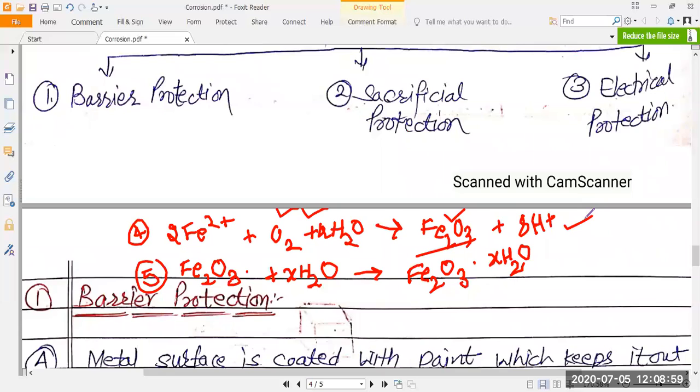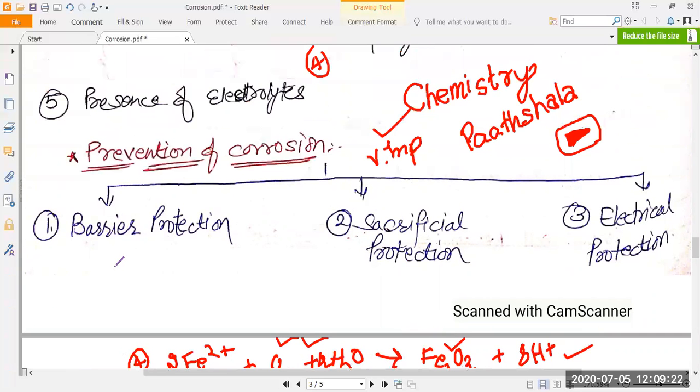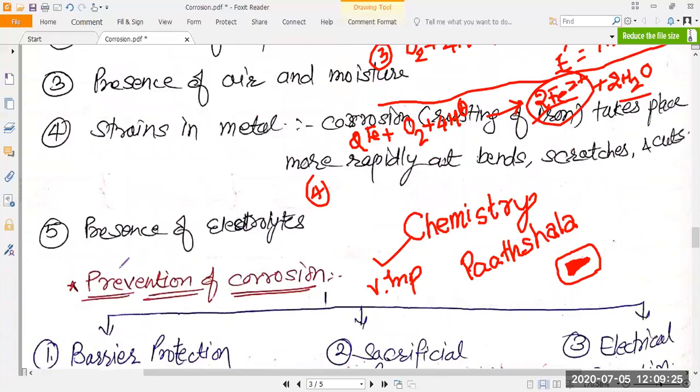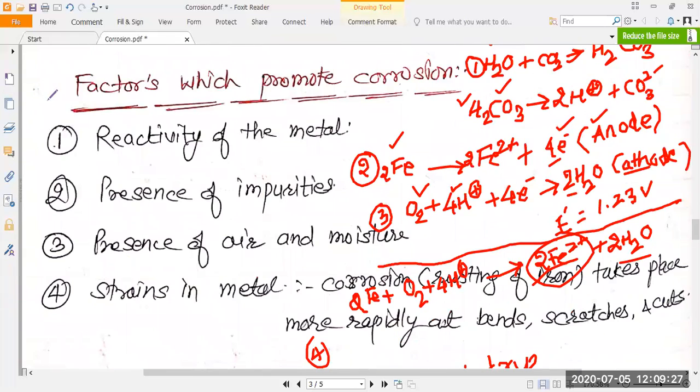In the fifth point, what do we have to do? This ferric oxide again reacts with X number of water molecules present on the surface of the iron article and forms hydrated ferric oxide, and it is the rust of iron. It is the rust of the iron article. So by keeping 5 chemical reactions in our mind, we can easily understand how rusting takes place in the iron article. Next, the factors that promote the corrosion.